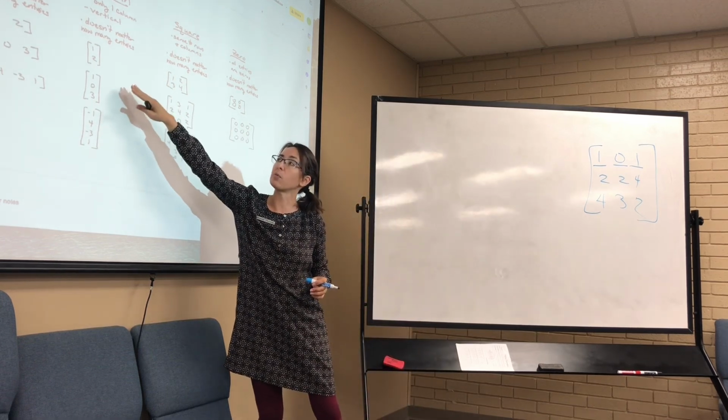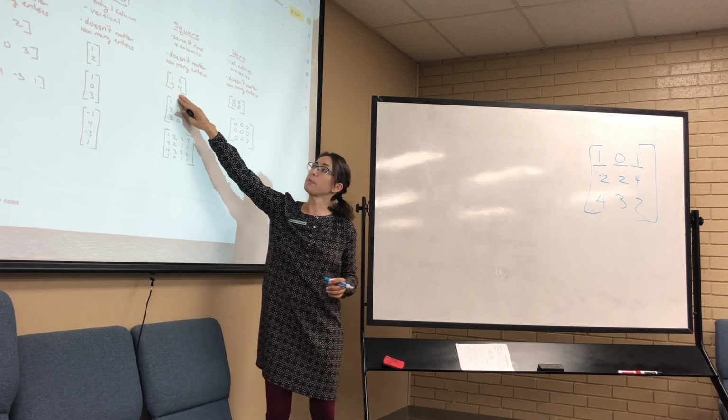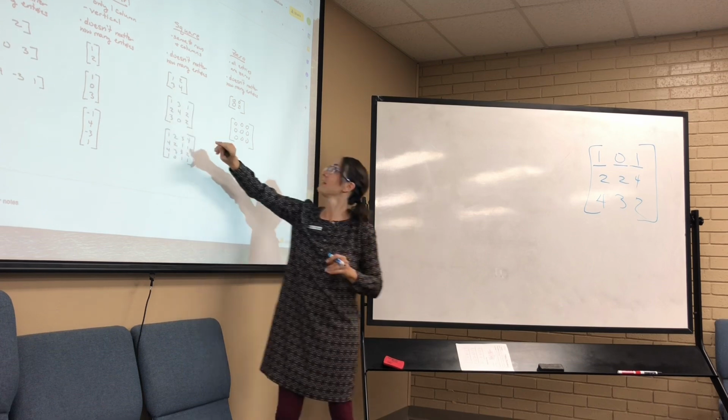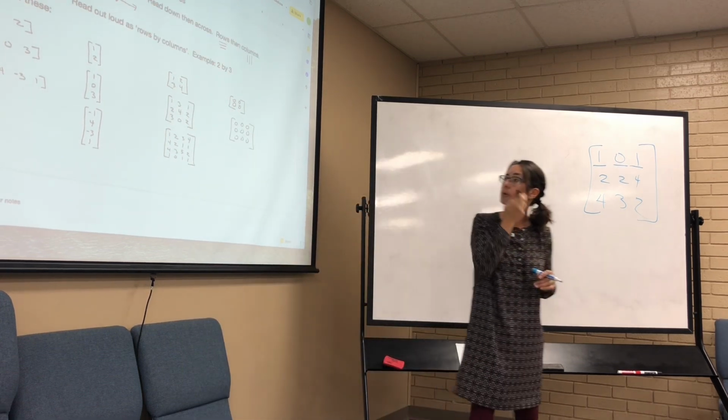This one goes up and down. We would still read it 1, 2. This one would be read 1, 2, 3, 4. We're going to go across and then down. And then we've got zeros here. Right? So those are our examples.